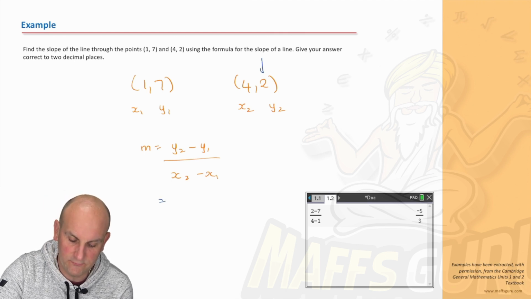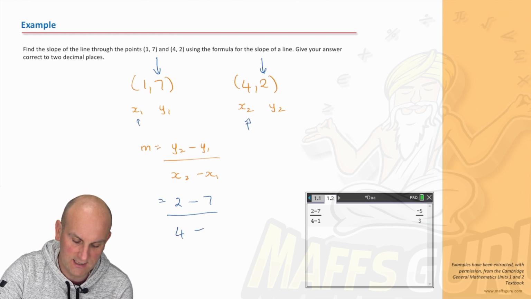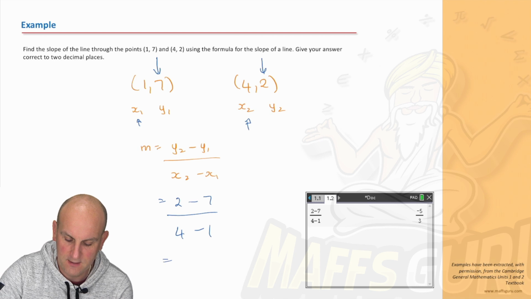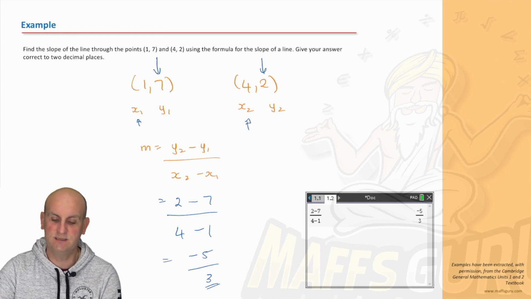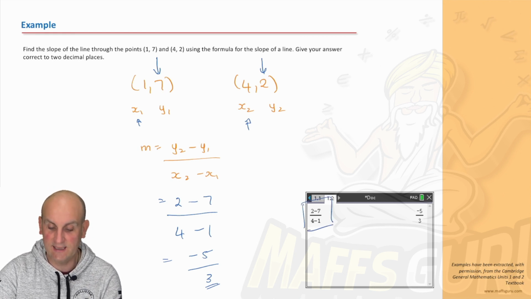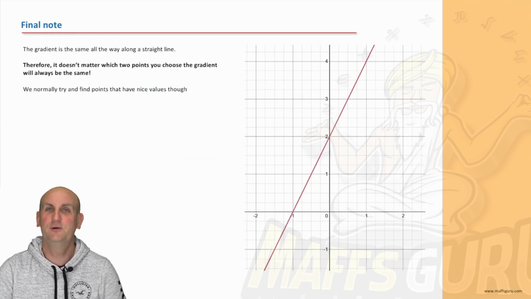What's the value of y2? It's 2. I'm going to subtract from that y1, which is 7, divided by x2, which is 4, and I'm going to subtract x1, which is 1. 2 minus 7 is -5. 4 minus 1 is 3. And there is my answer, -5 over 3. And I can also get my CAS calculator to do this for me. Could it be any easier?